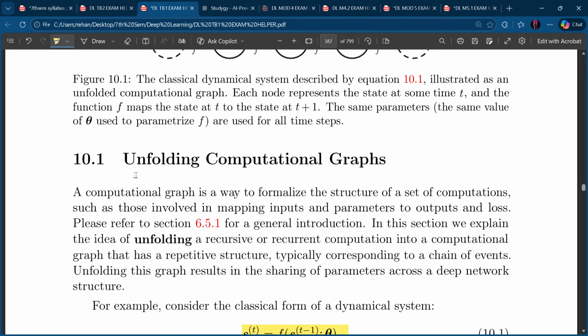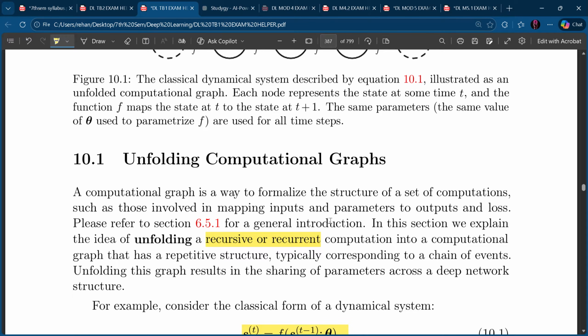It is nothing but a graph which formalizes the structure of a set of computations. In this graph, it shows us how the inputs are mapped to output and how the parameters are mapped to the loss and all. See the definition: it is a way to formalize the structure of a set of computations such as those involved in mapping input and parameters to output and loss. What is unfolding? It is the idea of expanding recursive or recurrent computations into a computational graph.